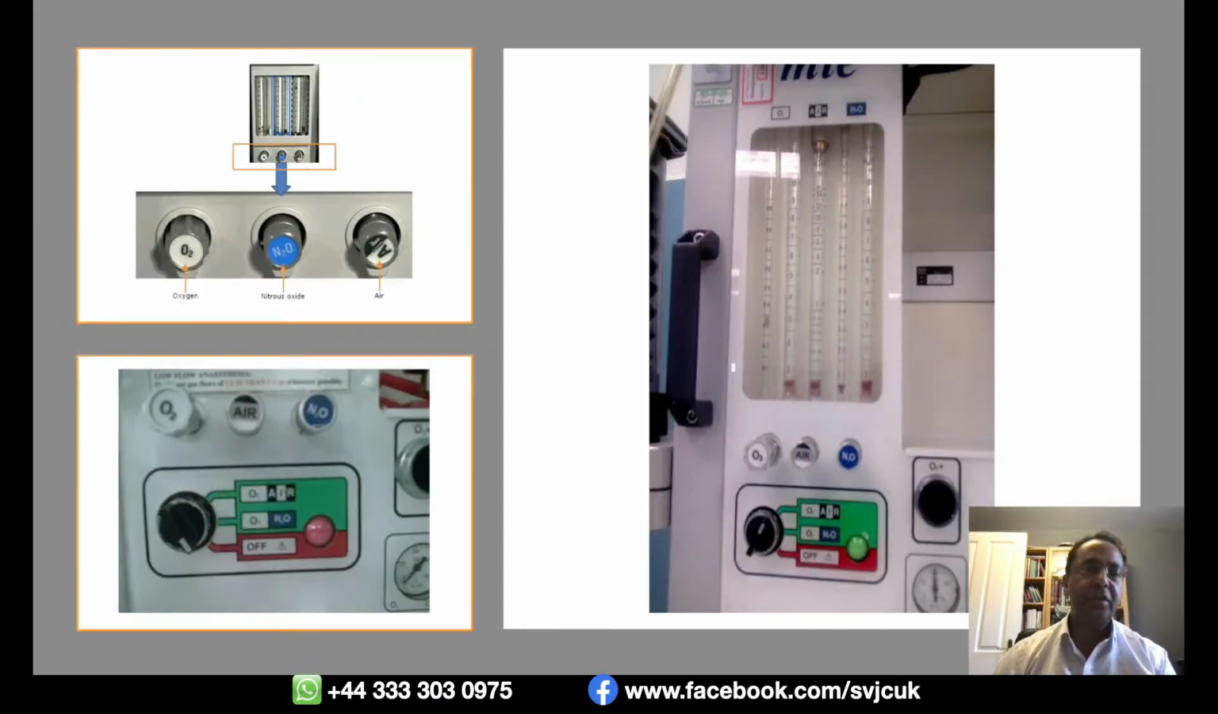These are the pictures of the rotameter block. You can see the oxygen knob, the nitrous oxide knob, the air knob, and they are also color coded. You can see the rotameter block, with oxygen on the left, air in the middle, and nitrous oxide on the right. And you can also see the dial which allows you to select what kind of mixture you want to deliver when you're using the anesthetic machine.